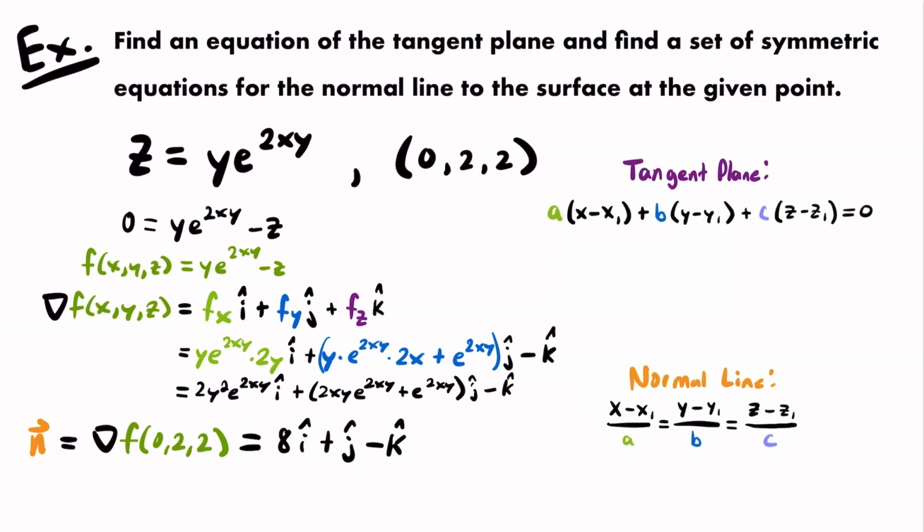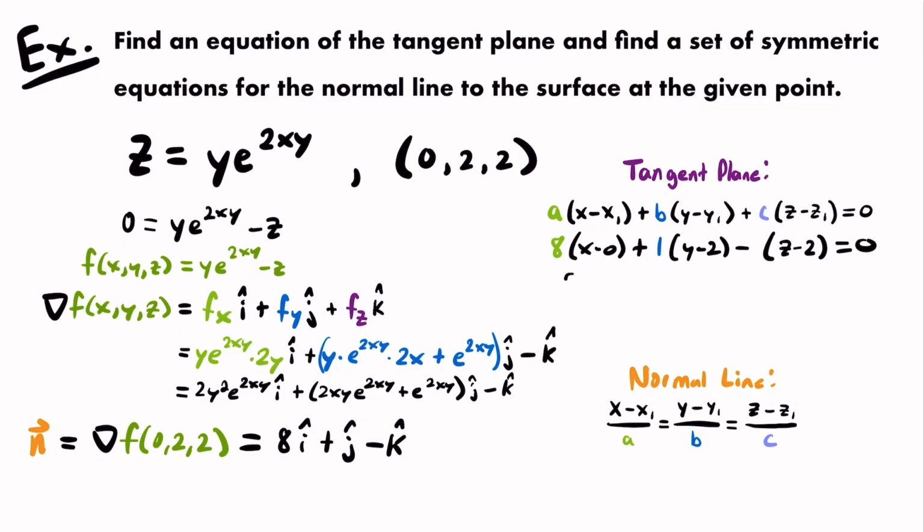So let's do that. Starting with the tangent plane, once again, this is the setup for the equation of a plane. In this case, A, B, and C are 8, 1, and negative 1. Those are the x, y, and z components of the normal vector, which is our gradient vector evaluated at this point. And then those coordinates x1, y1, z1 are the coordinates of the point, (0, 2, 2). So here's what we get. We'll have 8 times (x minus 0) plus 1 times (y minus 2) plus, or really minus, because C is negative 1, so we have minus (z minus 2), and that's equal to 0.